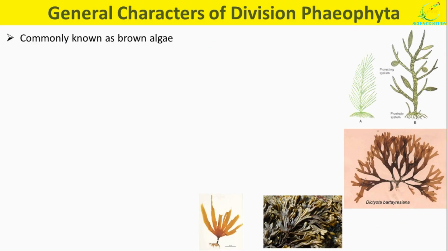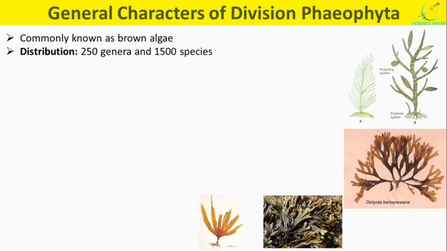Phaeophyta are commonly called brown algae due to the presence of yellowish brown pigment, that is xanthophylls. Xanthophylls are abundant in Phaeophyta as compared to the other colored pigments. The xanthophylls present mask the colors of chlorophylls and carotenes.